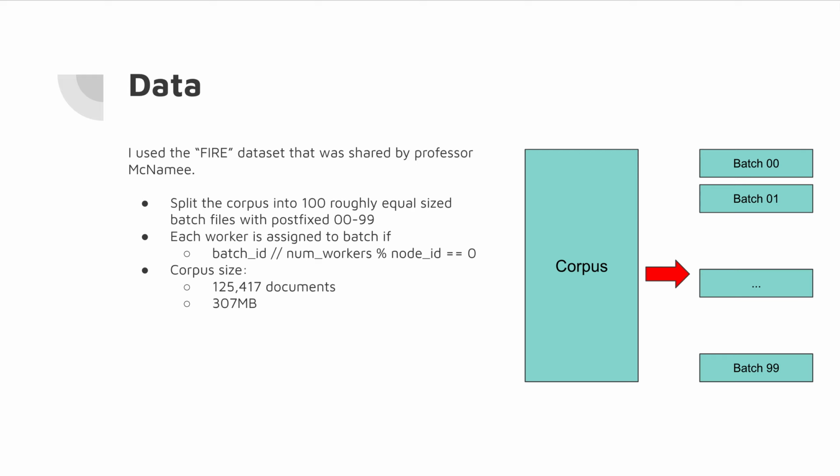So in terms of the data, I used the FIRE10 data set that was shared by Professor McNamee. And what I did was I split the corpus up into 100 batches of equal size. And the corpus size, there are 125,000 documents, and it's about a little over 300 megabytes.